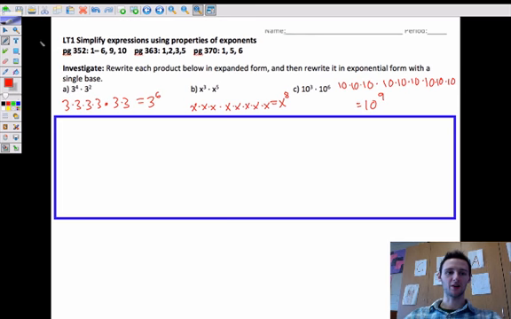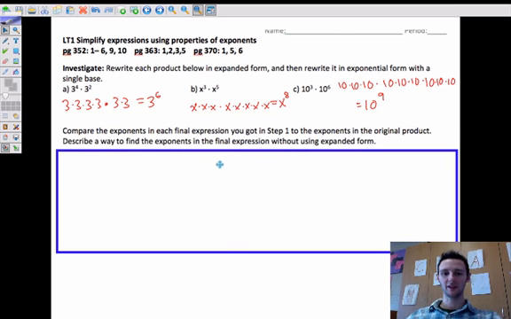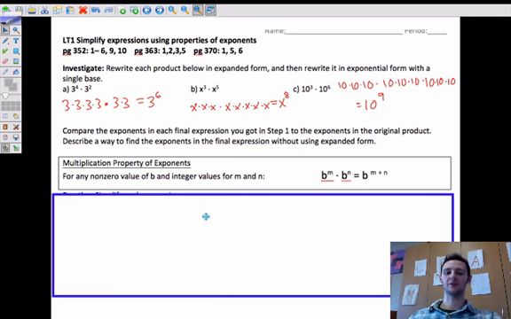Okay, so if we look at what pattern we've seen here, describe a way to find the exponents in the final expression without using expanded form. What we want to avoid is having to write this out every single time. So we can look at a pattern and say 3 to the 4th times 3 squared equals 3 to the 6th. And that's where this rule comes from.